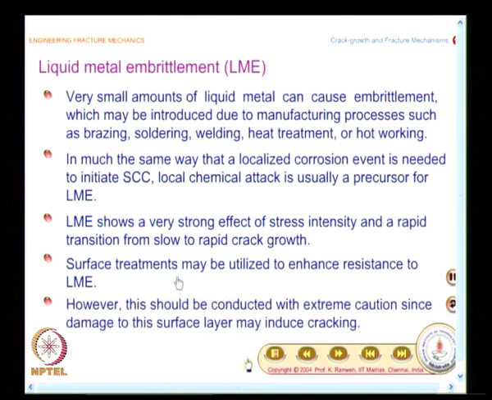And whenever you go for a surface treatment, you will have to be very careful. This should be conducted with extreme caution, since damage to the surface layer may induce cracking. Whenever you put a surface coating, even a small crack in the surface coating, over a period of time, if unnoticed, can precipitate corrosion from that. So, after putting the coating, you have to inspect it and periodically repair those patches. It is very important.